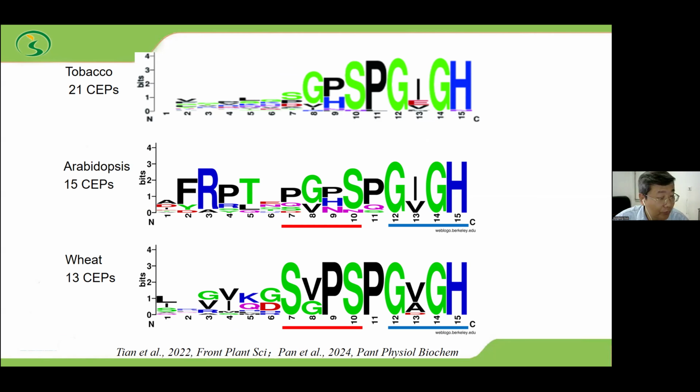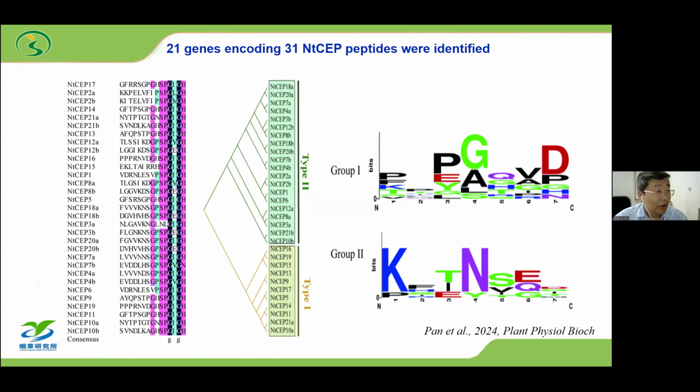So one of the peptide families I'm going to tell you about today is called CEP. It's called C-terminally encoded peptide. I forgot the full name, but it's based on the C-terminal domain of this peptide. Generally, there are around 15 amino acids in this peptide.